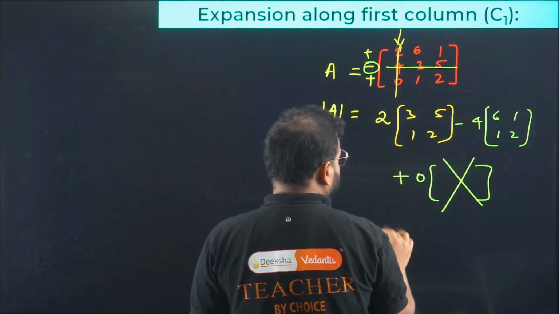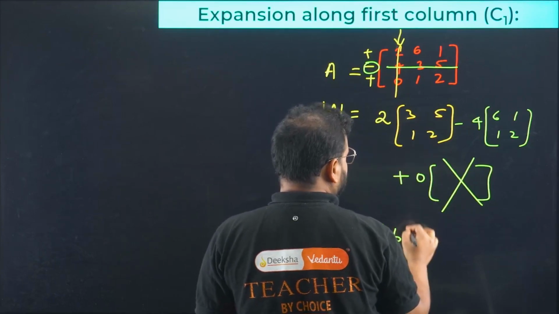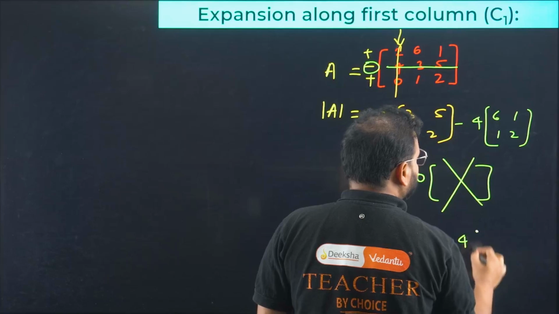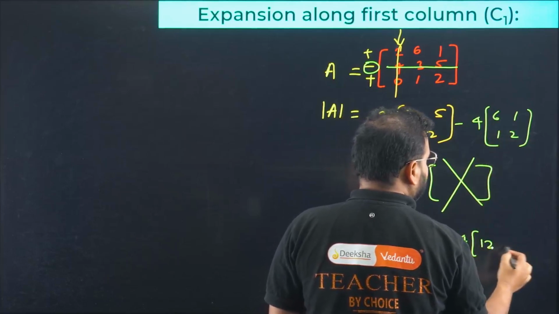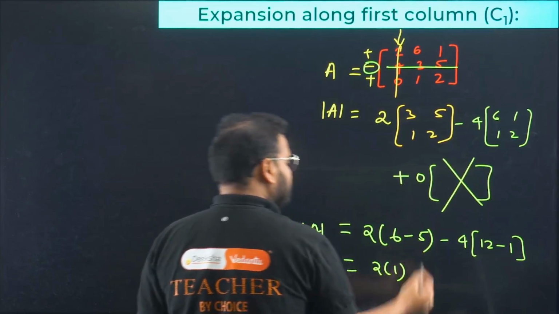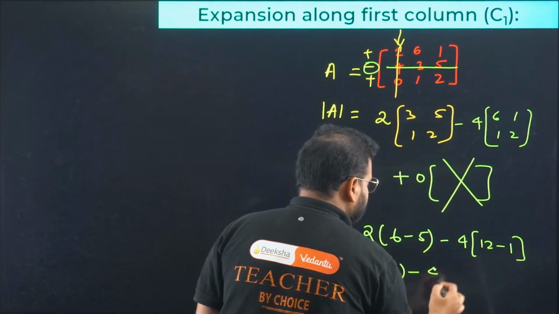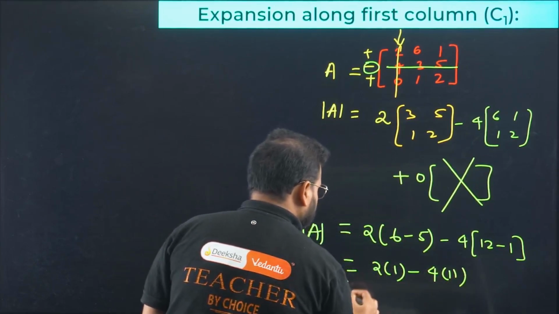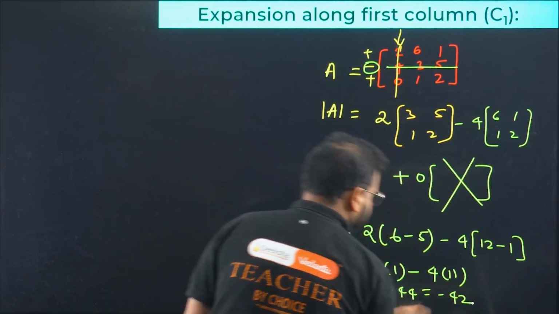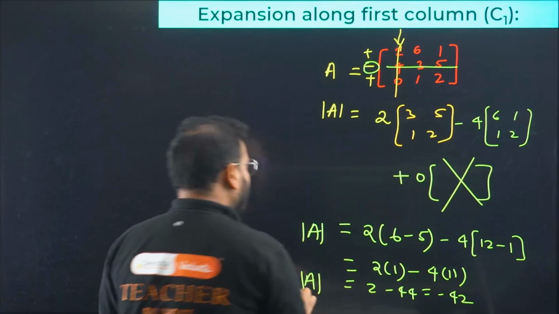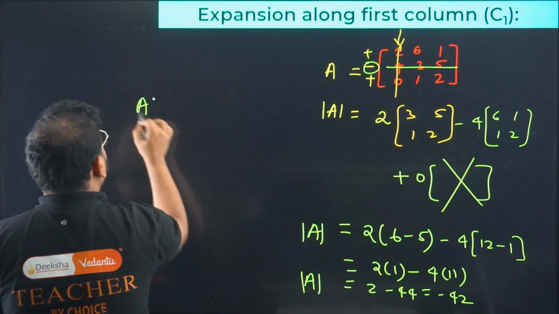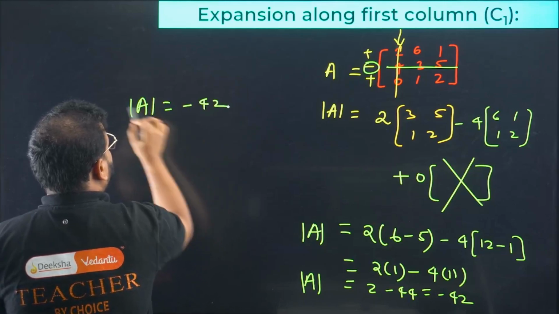We have 2 times of 3 into 2 is 6, 5 into 1 is simply 5. I have a minus 4 sign over here. 6 into 2 is 12, and 1 into 1 is 1. Answer is coming as 2 times of 1. 6 minus 5 is 1, and minus 4 times of 11. Answer is 2 minus 44, hence minus 42. That is my determinant value as minus 42. I hope this is clear. Determinant of A is coming as minus 42.